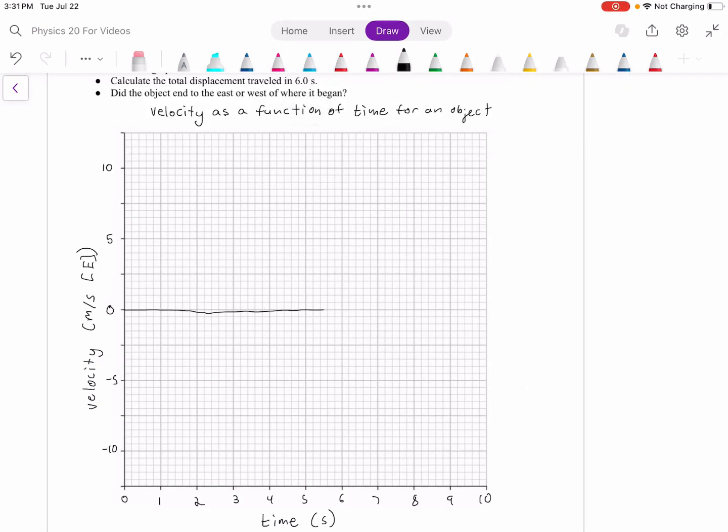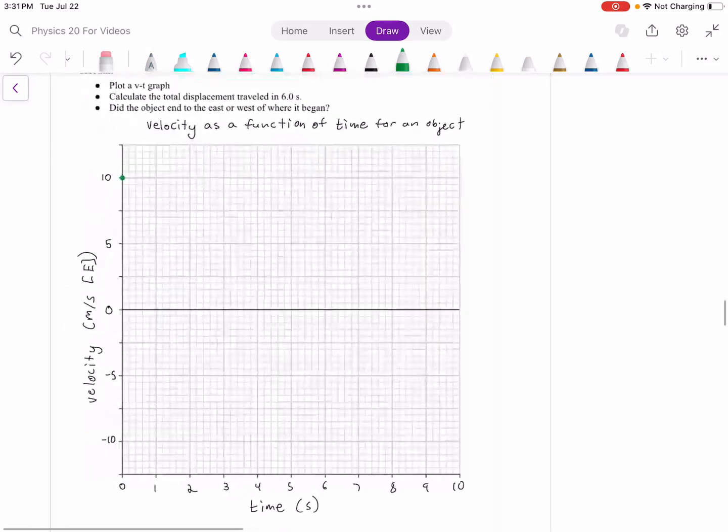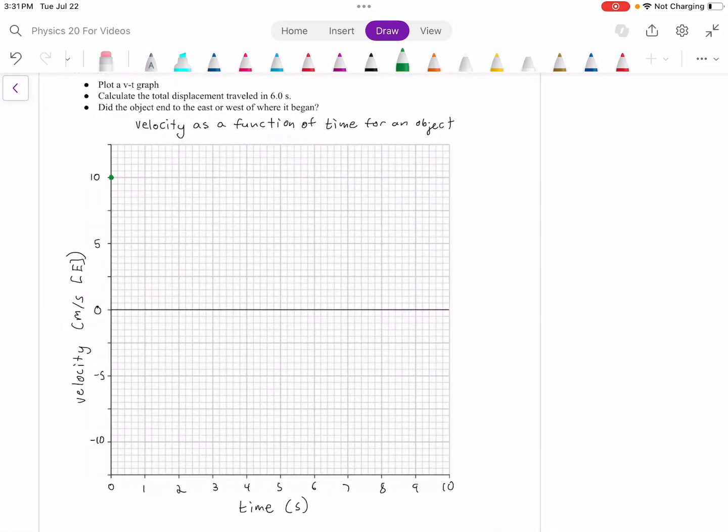I'm just going to make the 0 a little more pronounced there. Should use a ruler for that. Whoops. There we go. Okay, so the object travels at a steady 10 meters per second east for 2 seconds. So it starts out moving 10 meters per second in the positive direction, so to the east. 2 seconds later, it'll still be doing that. It's a steady 10 meters per second. So it does that for 2 seconds. Should use a ruler there as well.